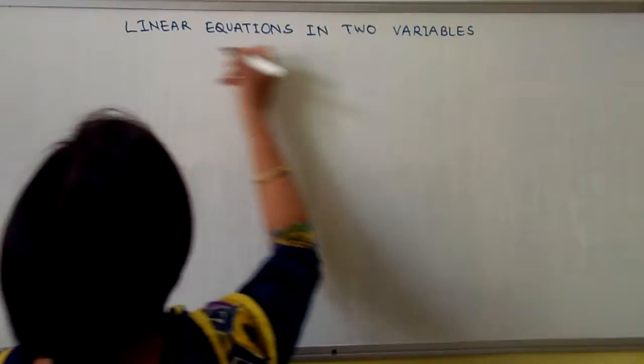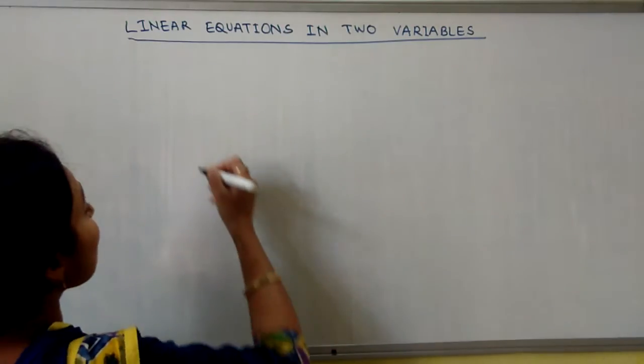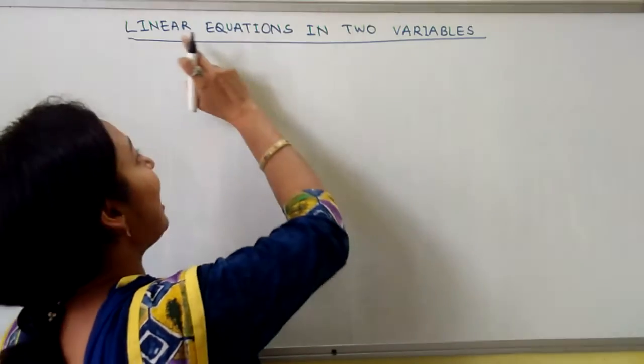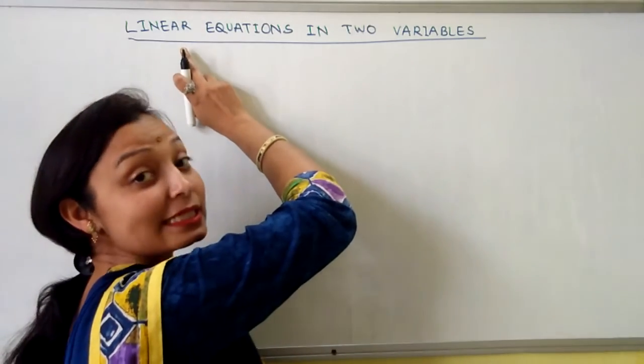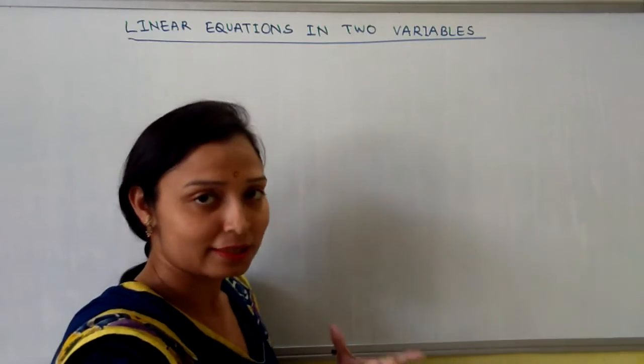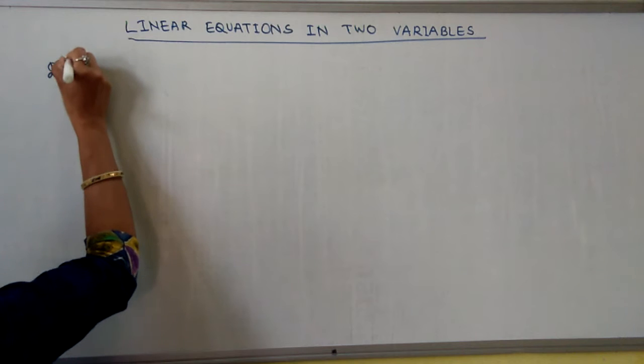Okay, so what is the meaning of this chapter? Linear equation in two variables. So in this chapter we have an equation that has power 1, that is linear. In two variables, matlab x and y are the variables. So today I will first of all do the definition.